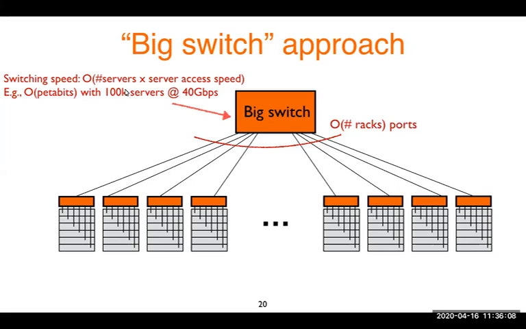How bad is that? If we said I have 100,000 servers and they're 40 gigabits per second, we're talking about a switch that has order petabits. Petabits is 10 to the 15, so we're going mega, giga, tera, petabits. That's just not something we know how to build today. Terabit switches exist, petabit switches do not. And so really this approach, I'm sure it was obvious to you at the beginning, doesn't scale.